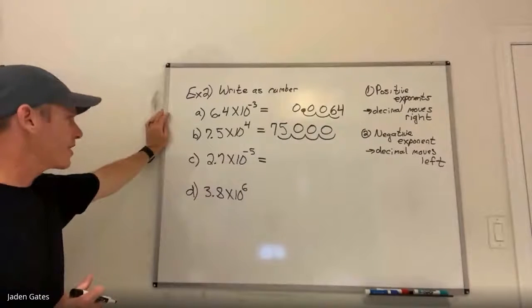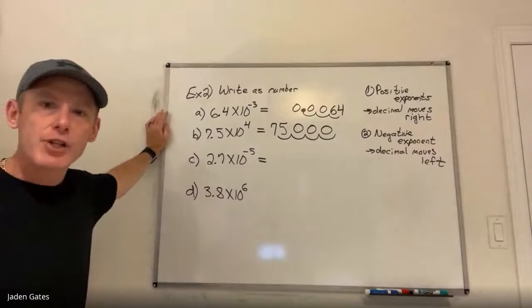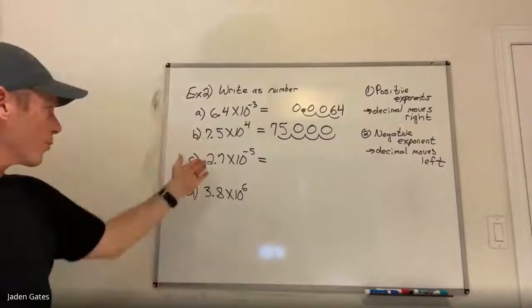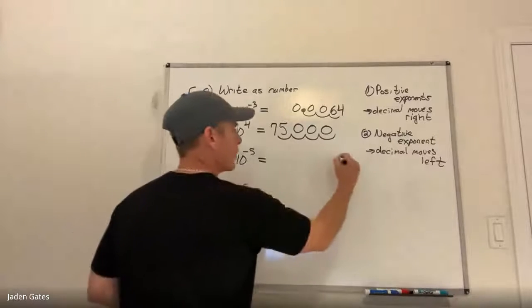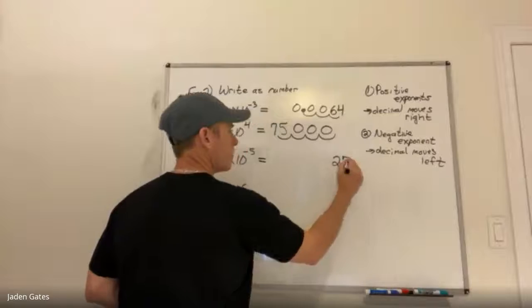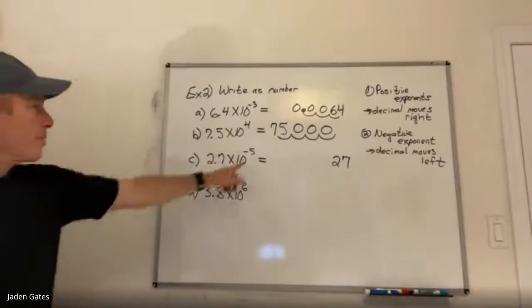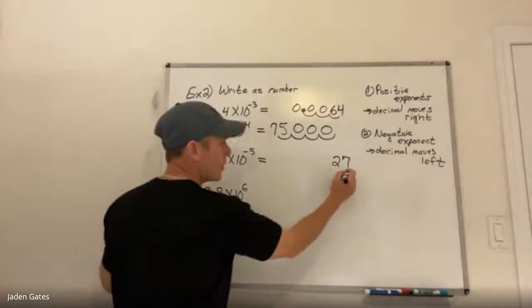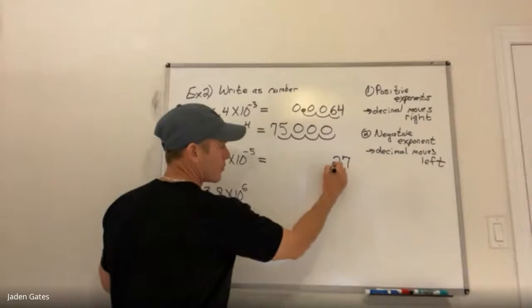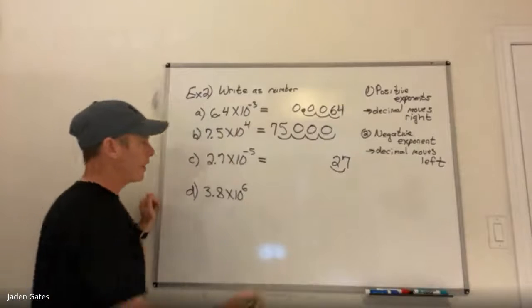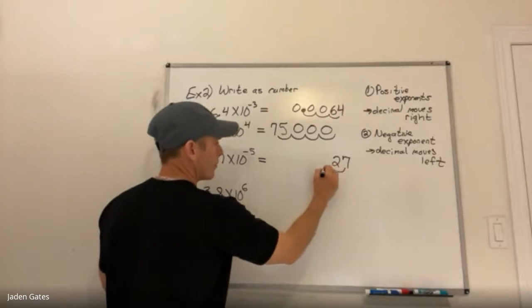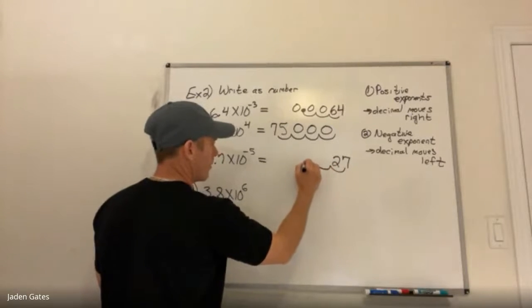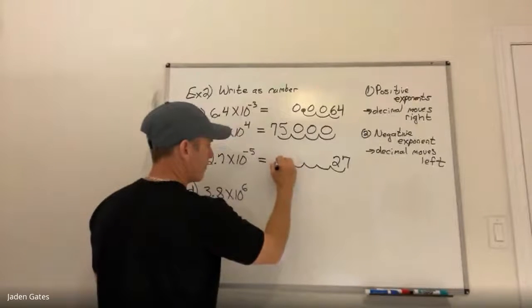2.7 times 10 to the negative 5. Negative exponent, it's going to move left. So I'm going to write the 2 and the 7 over here somewhere. All right, now it's going to move 5 places left. And again, the decimal is in between the 2 and the 7. So it jumps 1 past the 2. All right, then I'm going to do 2, 3, 4, 5.